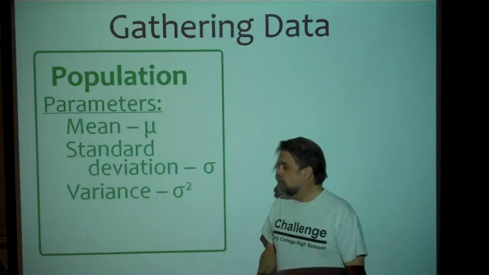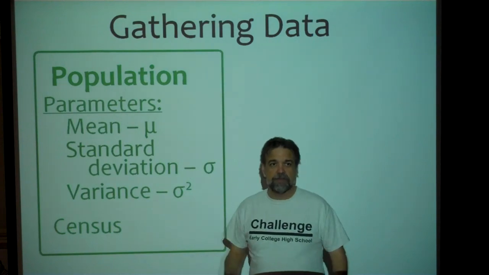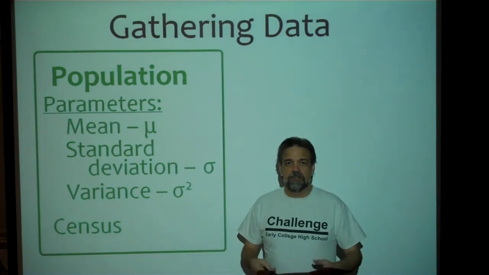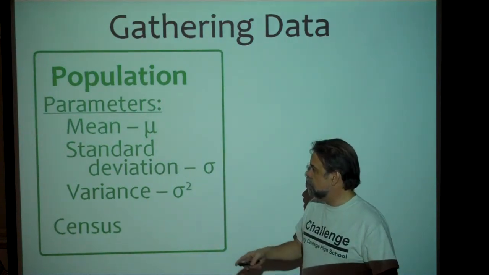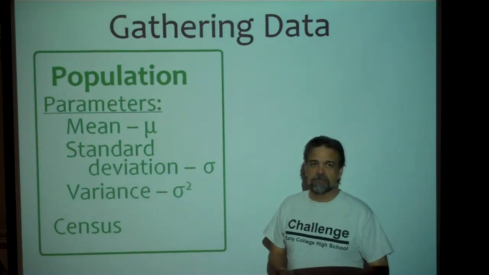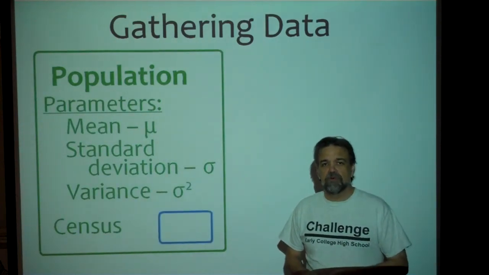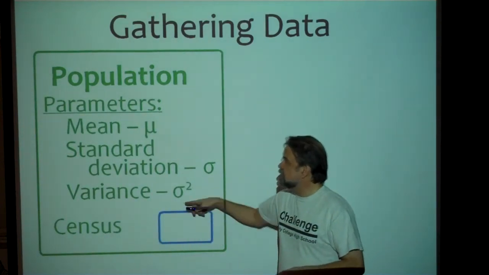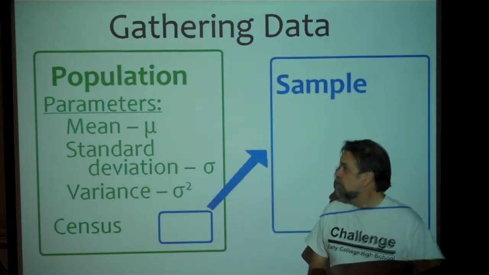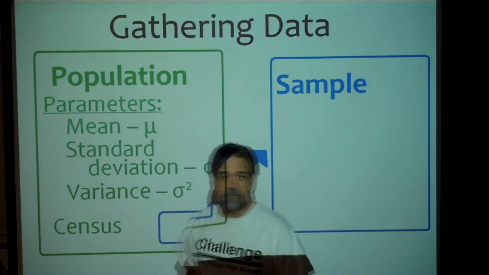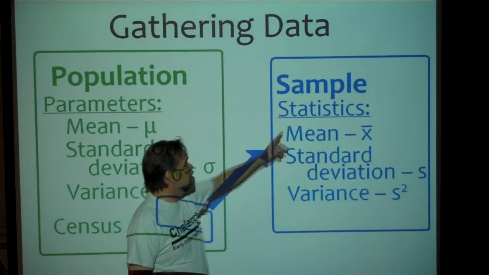So one way we could find out these parameters is by taking a census. We all know about that, right? You go find every single dog in the world and you measure their body temperature, and then you get these parameters. Not convenient at all to do. What's much more convenient is to take this little piece of the population, the piece that we call a sample, okay? And then you take the exact same measurements of that, and what you get are statistics.